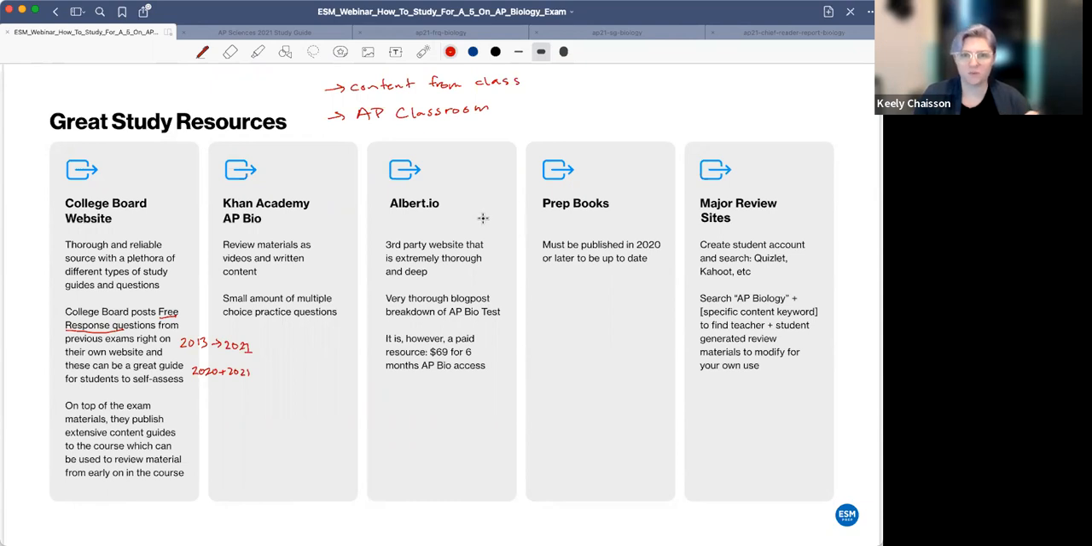Albert.io is an online website that is extremely thorough and deep. It covers the full class worth of material, but it is a paid resource, and you'll pay $69 for 6 months of access, or $79 for 12 months of access. Some schools use it though, so if your school uses it, yay for you, you've already got access. So that's great.